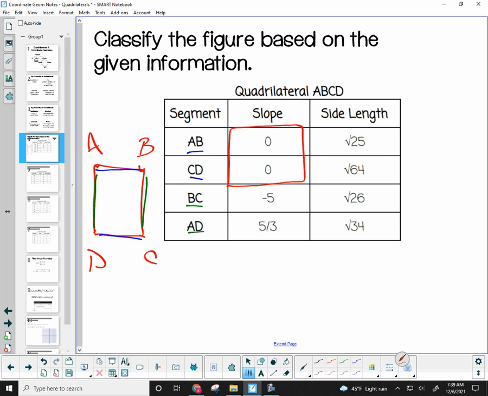Now, with these 2 lines parallel, I need BC and AD to be congruent for it to be an isosceles trapezoid. So are AD and BC congruent? Are they the same length? We have the square root of 26 and the square root of 34. They're not the exact same number, right? So they're not congruent. So this is just a trapezoid.